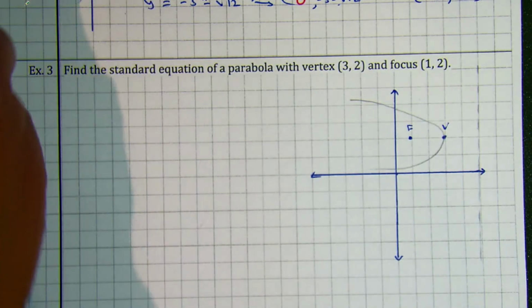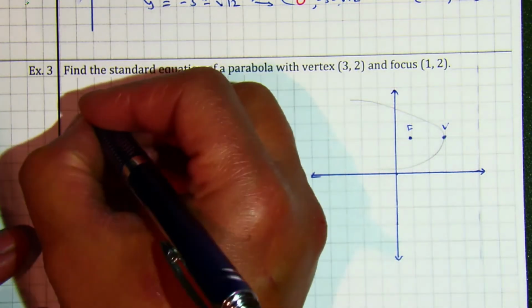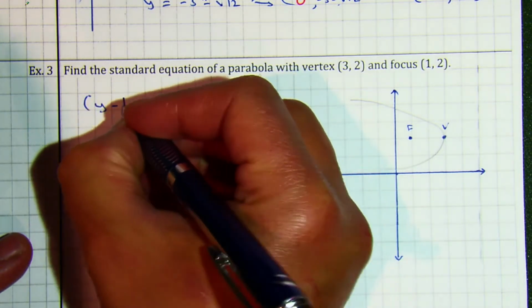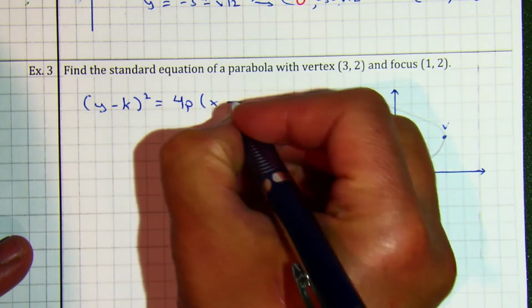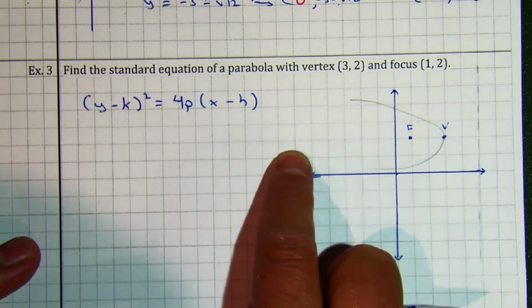So do I need to use 4px or 4py? Correct. I need to be able to use (y minus k) squared equals 4p(x minus h). That's because it's facing to the left.